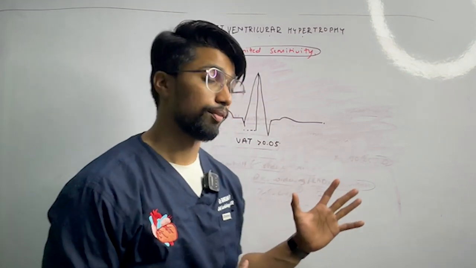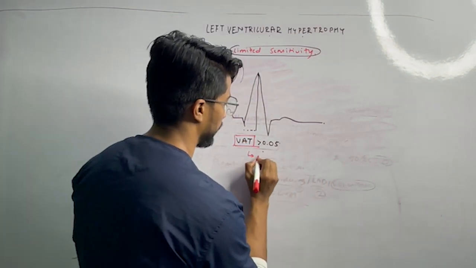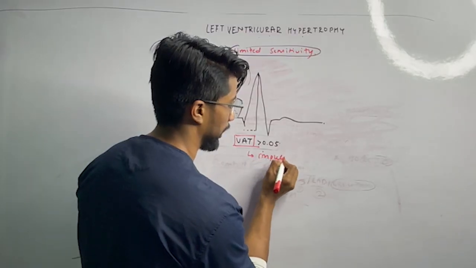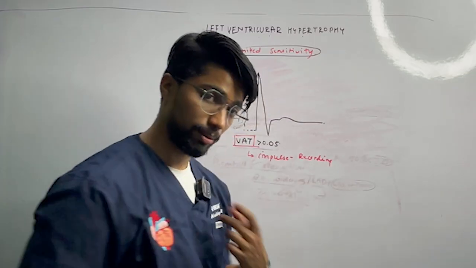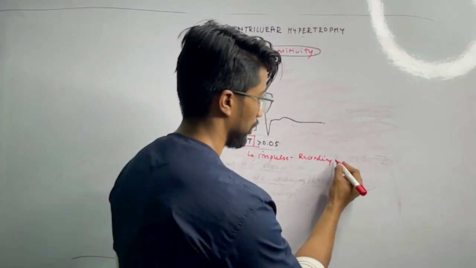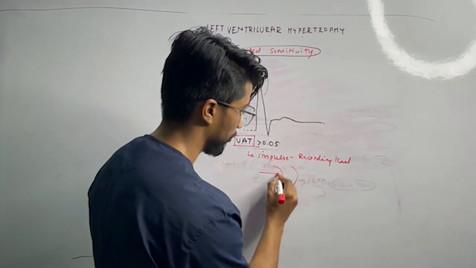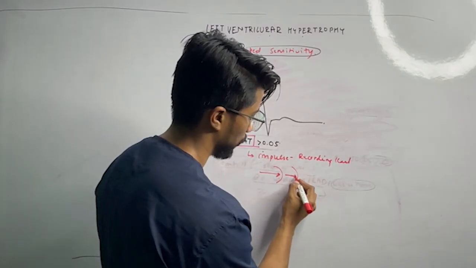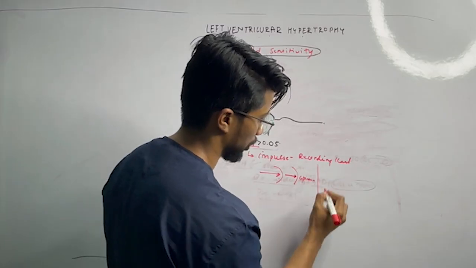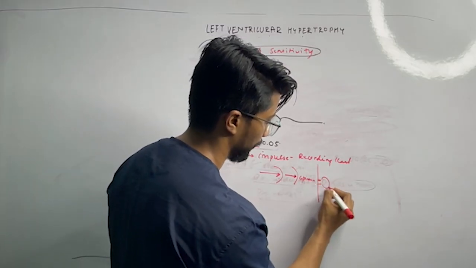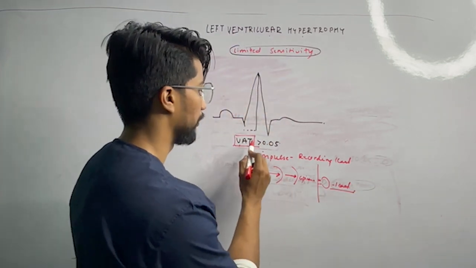So let's understand the concept of VAT, which is ventricular activation time. This is the time taken by the impulse to reach the recording electrode. So whatever chest electrode is there, let's say I'm recording in V3 here. The time from where the endomyocardium gets depolarized to the epicardium, suppose this is the chest wall, to the lead, is represented by ventricular activation time.